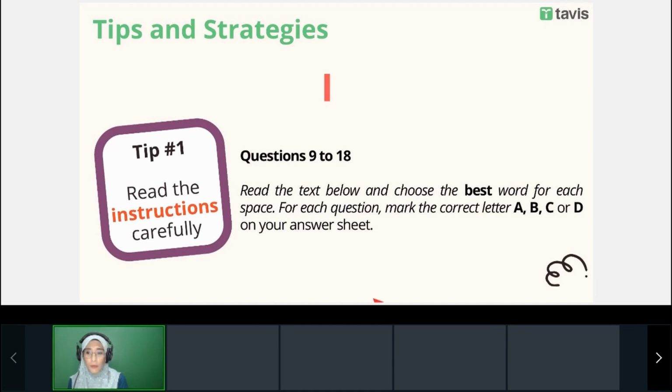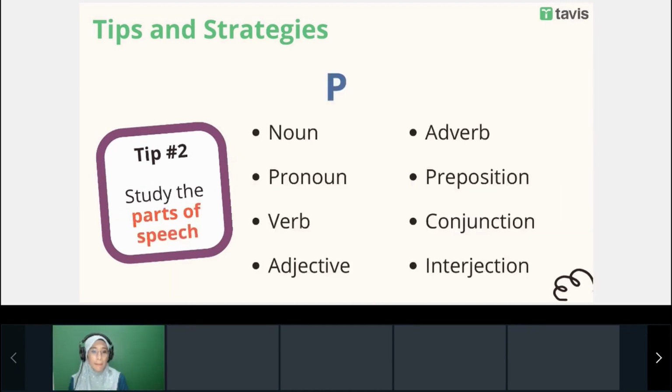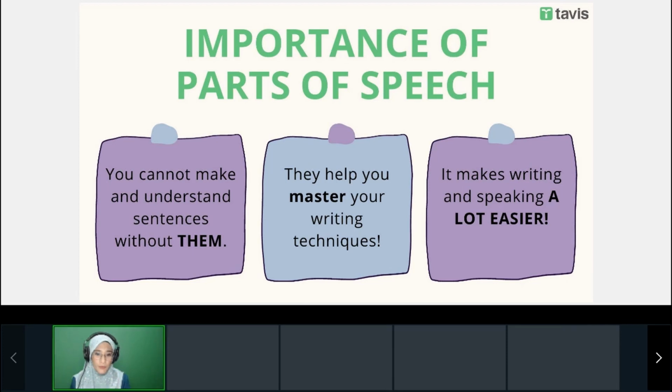Okay, moving on to the next letter, P. P stands for parts of speech. There are 8 parts of speech. Now, what are parts of speech? What is it actually? Parts of speech are actually important for you. Let me tell you why in the next slide. I'll brief you on the parts later.